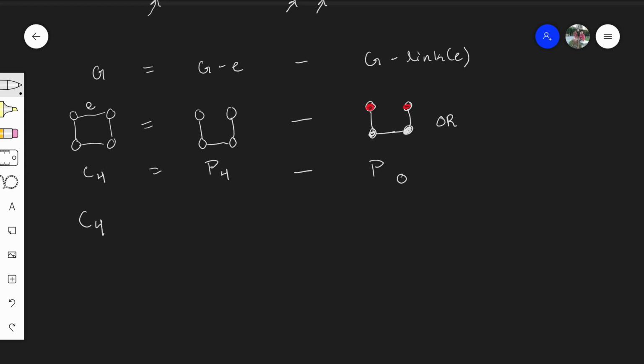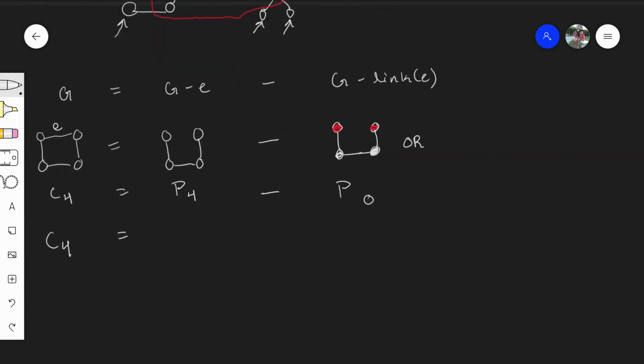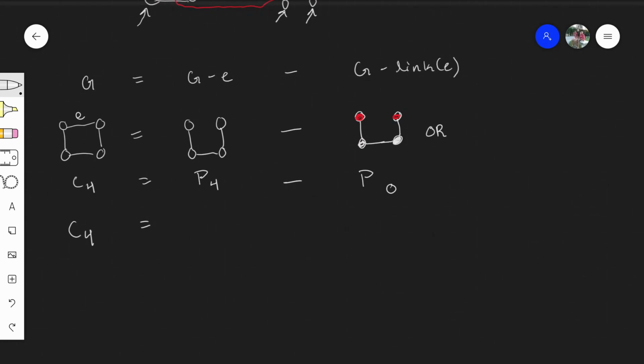And we could simplify this even further. How many ways are there to color P4? There are 8 ways to color P4, meaning that the number of ways to color C4 is 8 minus 1. C4 is equal to 7, which is indeed true.